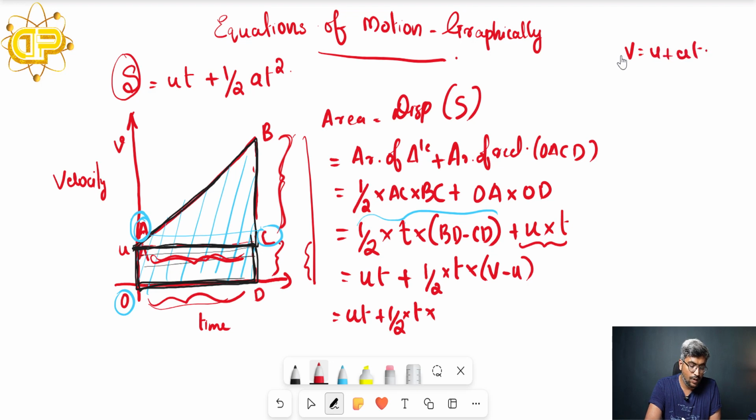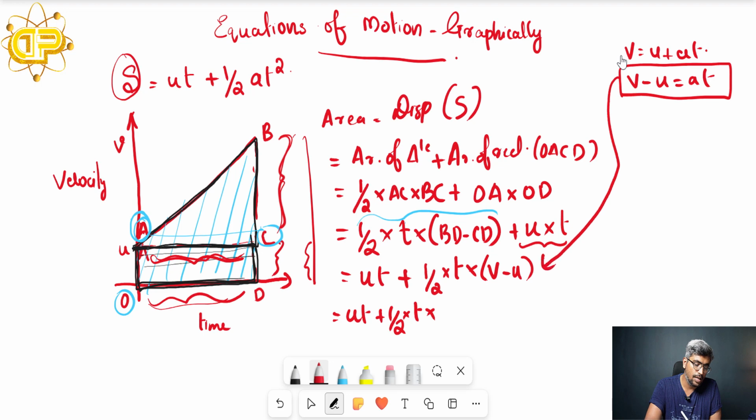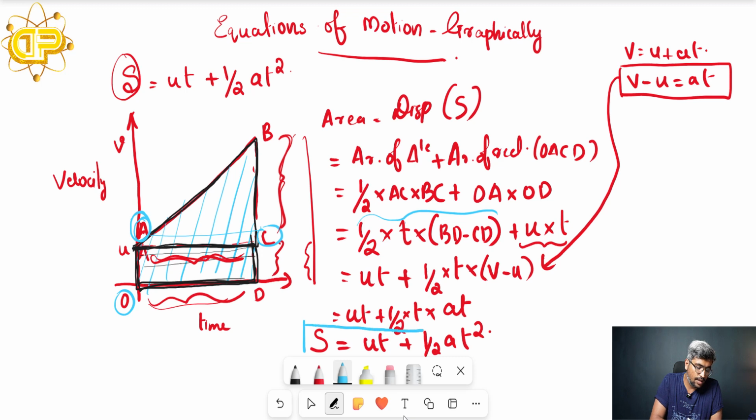From there, you will get V minus U is equal to AT. This is one equation, right? And you are substituting this value here, and you will get T into AT. From there, you will get area is nothing but the displacement, right? Displacement is equal to UT plus half AT square. So here you are getting the second equation of motion, that is S is equal to UT plus half AT square.